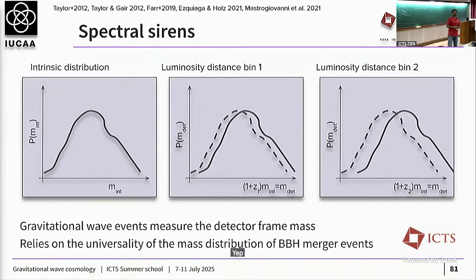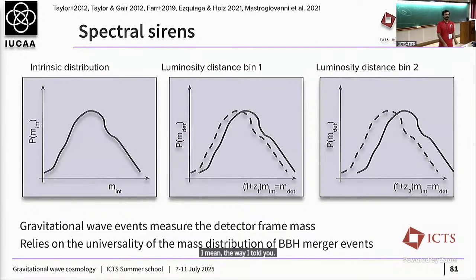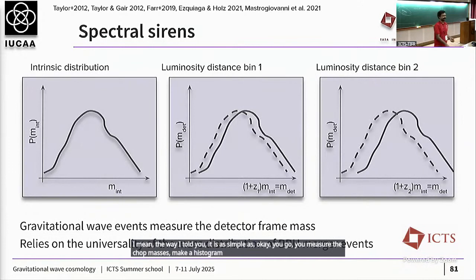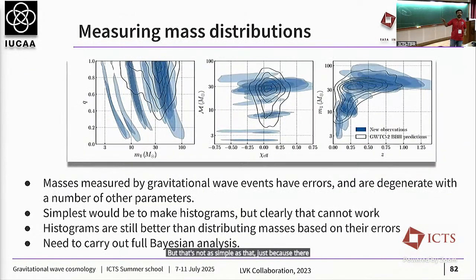Okay. So how do you measure the mass distribution? The way I told you, it is as simple as: you measure the chirp masses, make a histogram, and you see it, right? But it's not as simple as that, just because there are error bars on all of these measurements.